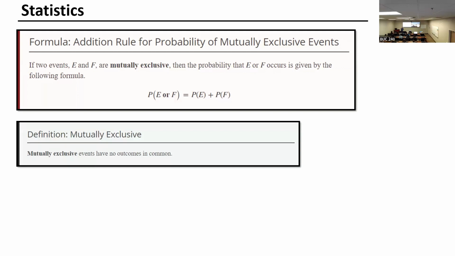So in this case, you would literally just add the events together. So what would be the probability of me getting a heads or another heads? Well, you would literally just do 1/2 plus 1/2. You just add the events together.